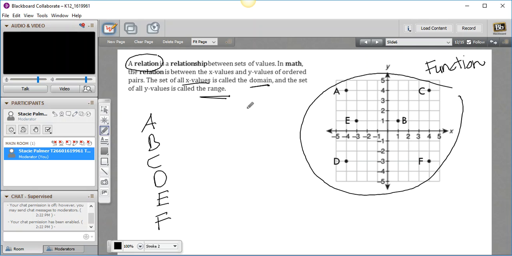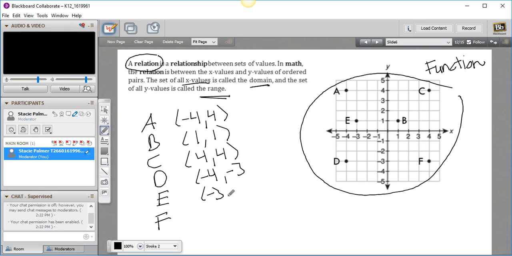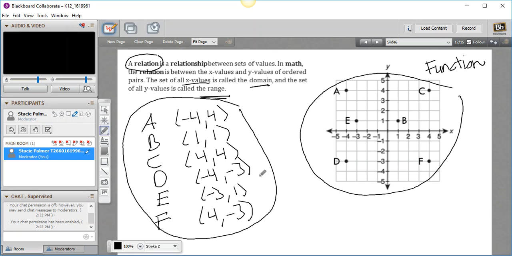So point A is to the left 4, up 4. Point B is to the right 1, up 1. Point C is to the right 4, up 4. Point D is to the left 4 and down 3. Point E is to the left 3 and up 1. And point F is to the right 4 and down 3. Okay, so this is our relation.